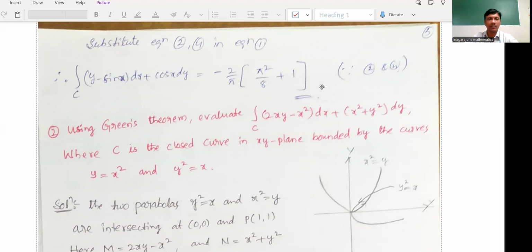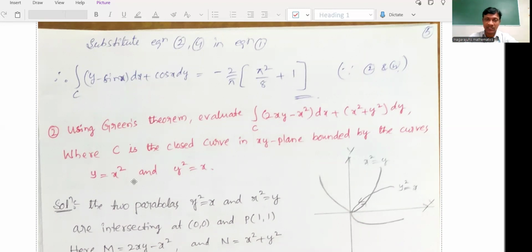Next is the second problem. Using Green's theorem, evaluate the integral over the curve C of 2xy minus x square dx plus x square plus y square dy, where C is the closed curve in the xy plane bounded by the curves y = x square and y square = x.